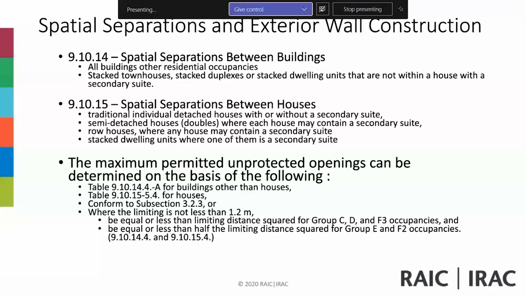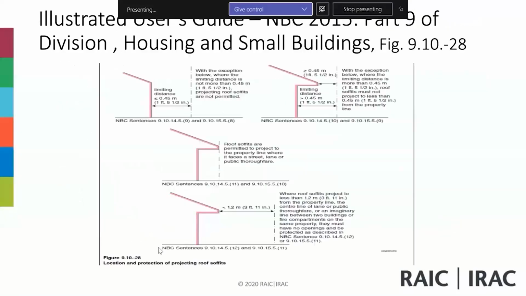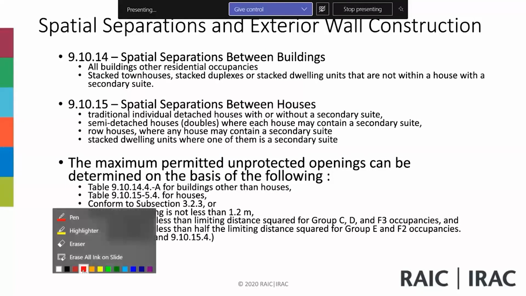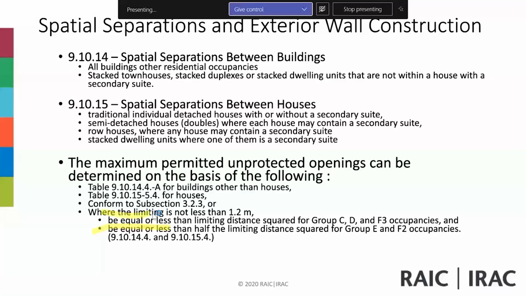Or where the limiting distance is not less than 1.2 meters, you can do a quick estimate that the unprotected opening not be greater than the square of the limiting distance for group C, D, and F3, and for group E and F2, it's equal to half the limiting distance squared. So there is a rough estimate, which is very conservative. This one. Okay, so this one is pretty conservative. This is very conservative here.